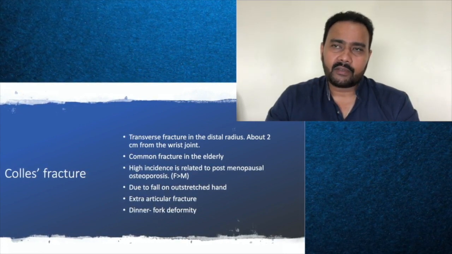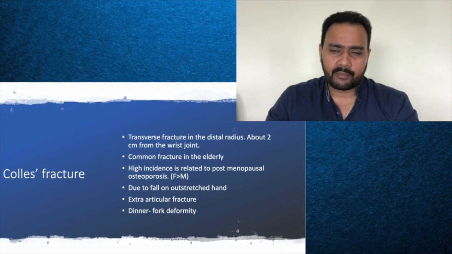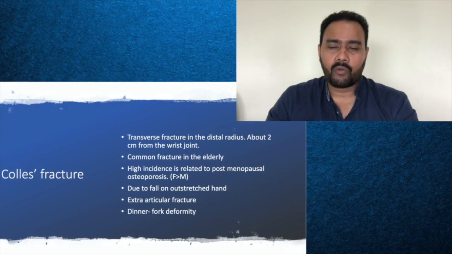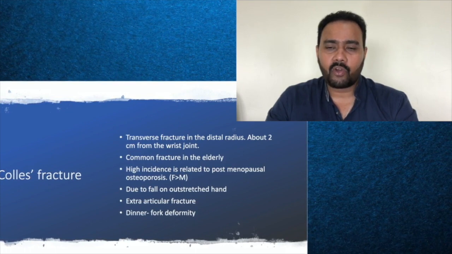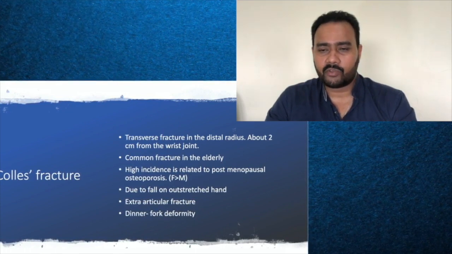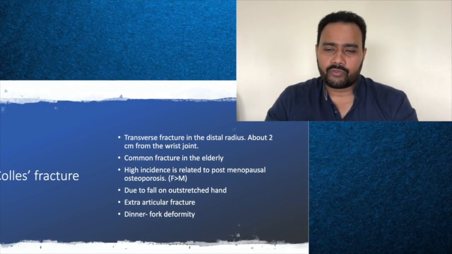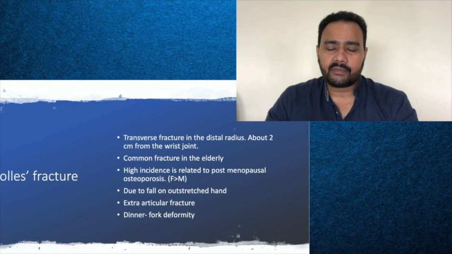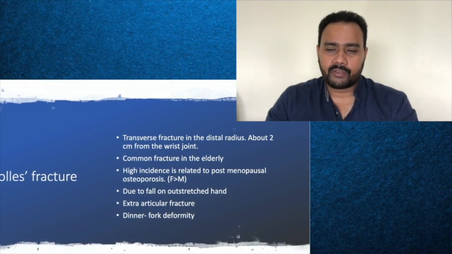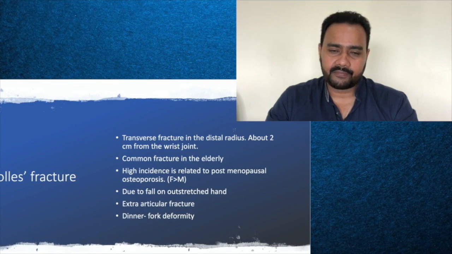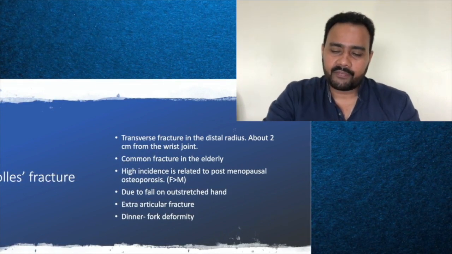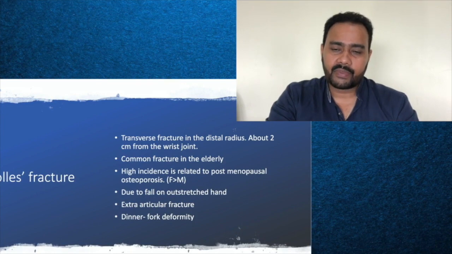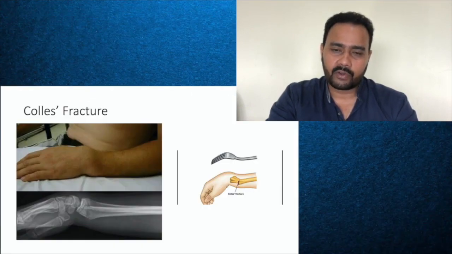So remember that a Colles fracture is one of the common types of distal radial fracture, more commonly occurring in females because of osteoporosis, as well as more common in the elderly. It commonly occurs due to a fall on an outstretched hand, and it is an extracapsular or extra-articular fracture. How is the deformity? Whenever you see a Colles fracture, we call that deformity a dinner fork deformity.